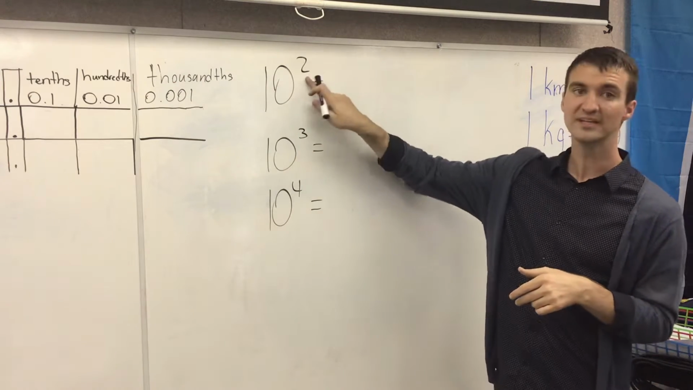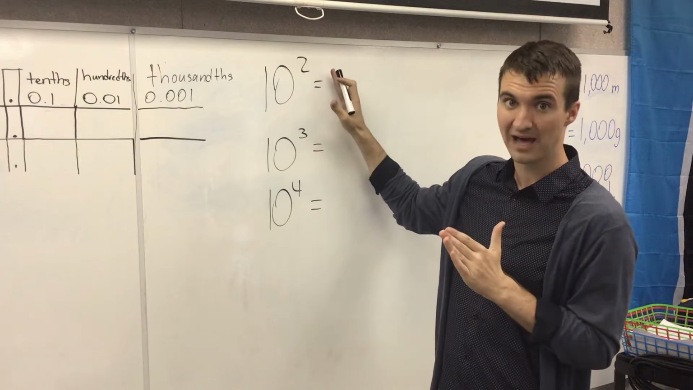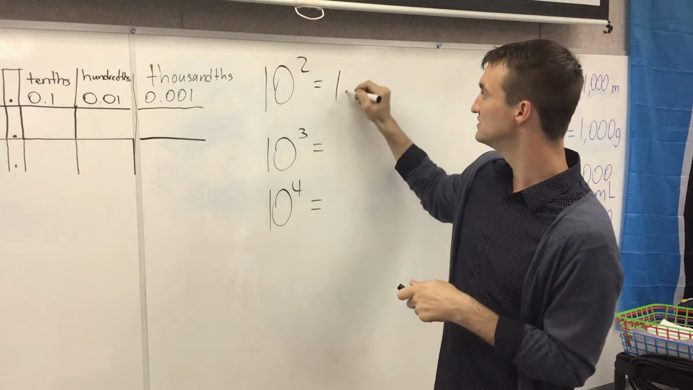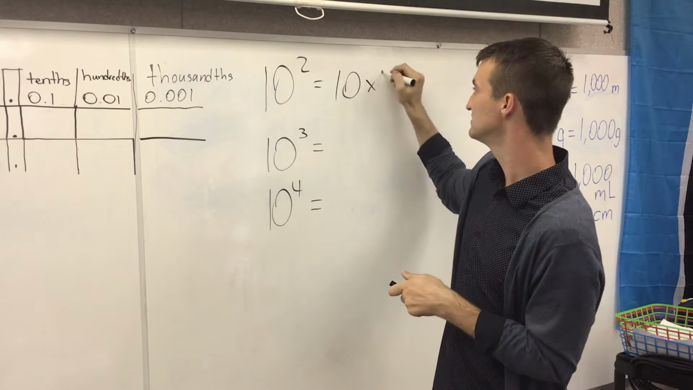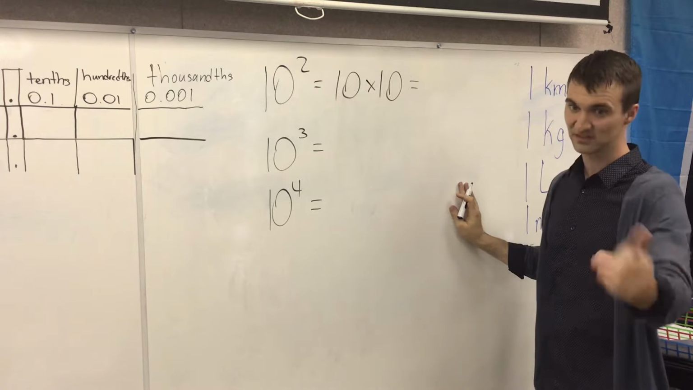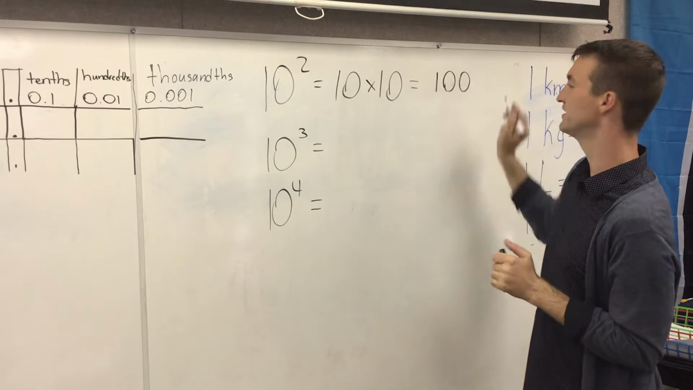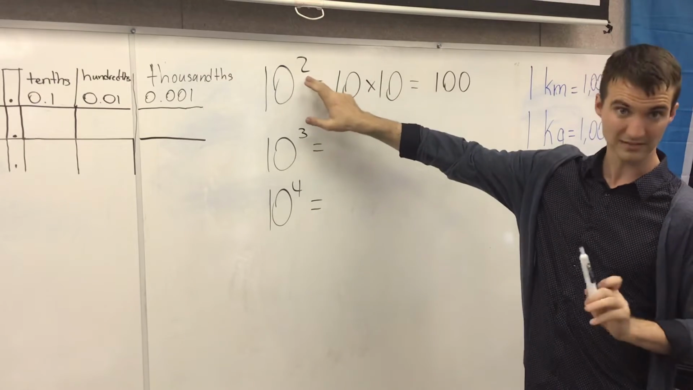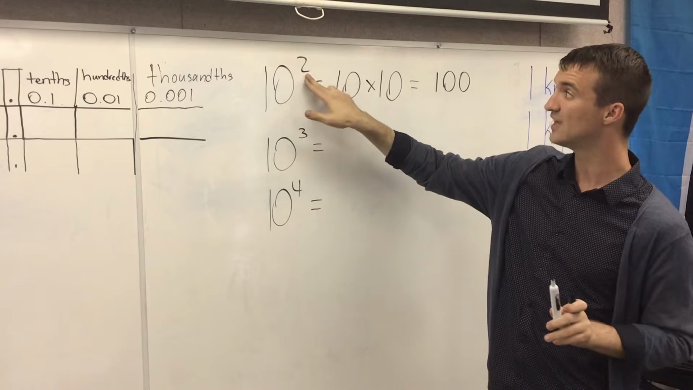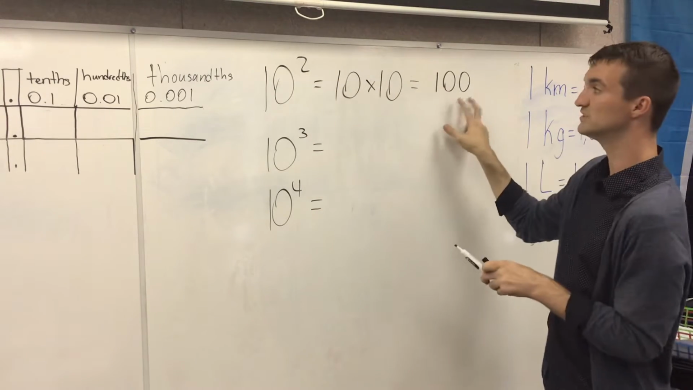Now this 2 is very important because it's going to tell us how many times we are multiplying by the number 10. So 10 to the second power means 10 times 10. And if I have 10 times 10, what is my answer? 100. And this exponent tells us another thing besides how many times we're multiplying. It tells us how many zeros are going to be in our answer. Because I have 2 right here and I have 2 zeros right here.